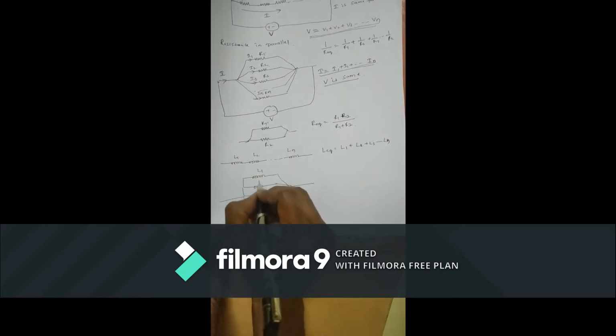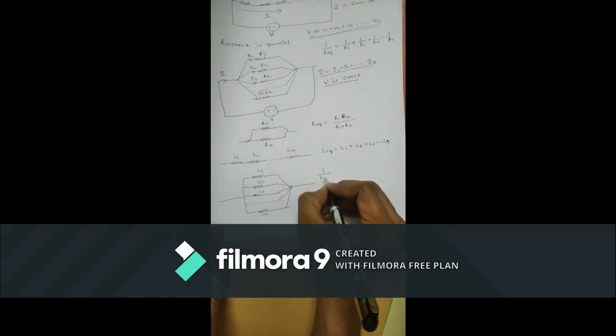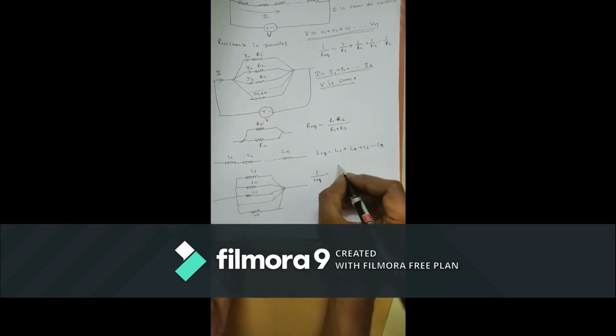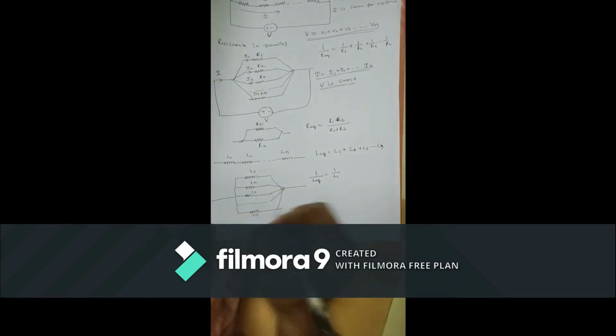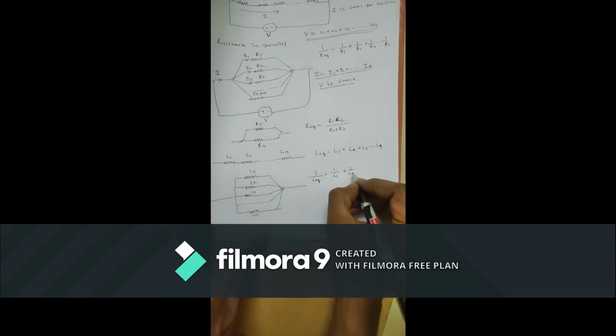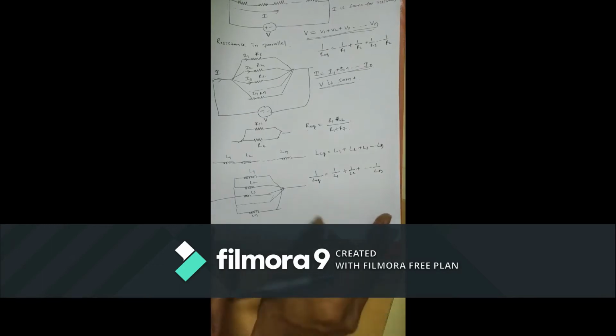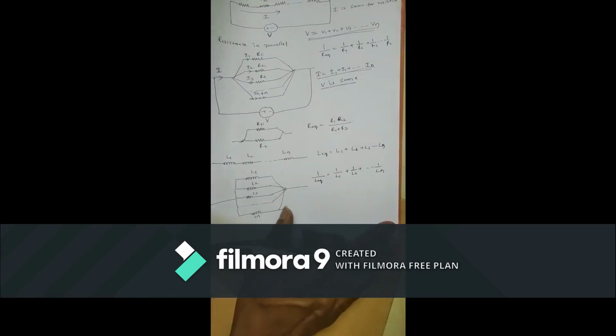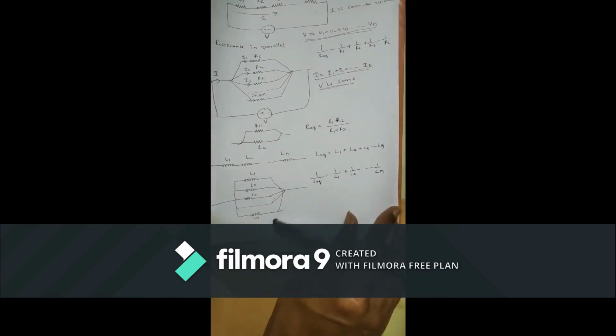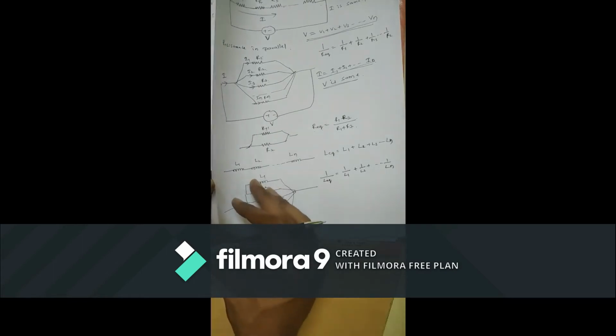So this is L1, L2, L3 up to Ln. In this case, the reciprocal of the equivalent inductance is the sum of the reciprocals of the individual inductances: 1 by L1, 1 by L2, up to 1 by Ln. So this is series and parallel inductances. Next I will discuss series and parallel combination of capacitors.